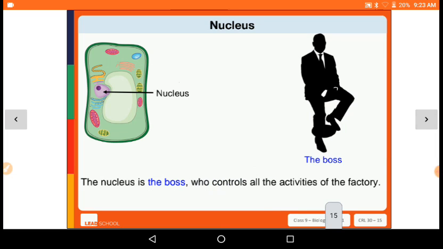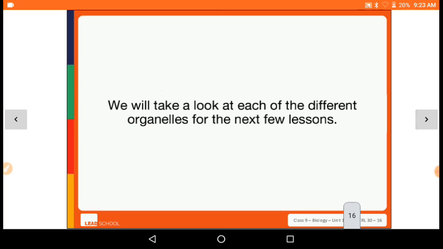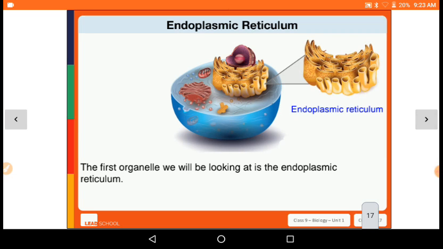Okay, and the nucleus is the boss. Everything is controlled by the nucleus. So the one who controls all the activity of the factory is also the boss. So here nucleus is the boss. We will take a look at each of the different organelles over the next few lessons.